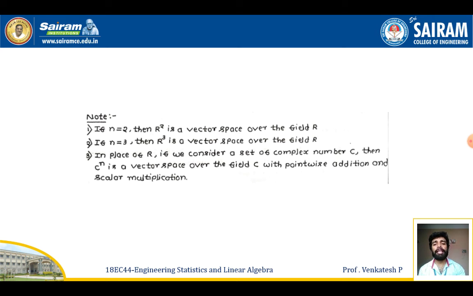In the place of R, if I replace it with complex numbers C, that is, if we consider the set of complex numbers C, then C^n is also a vector space over the field C with the same point-wise addition and scalar multiplication.